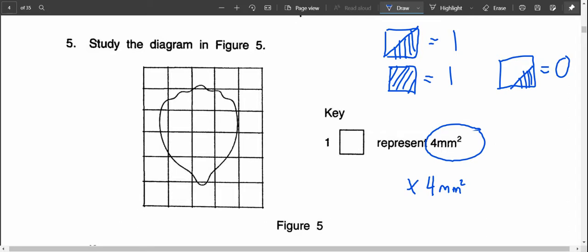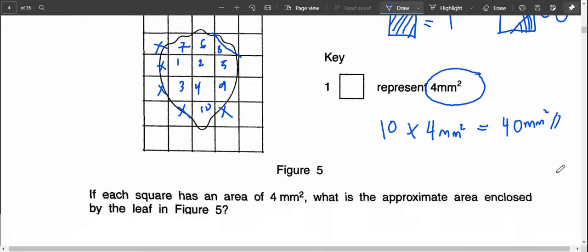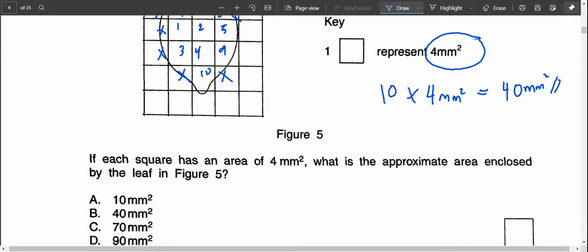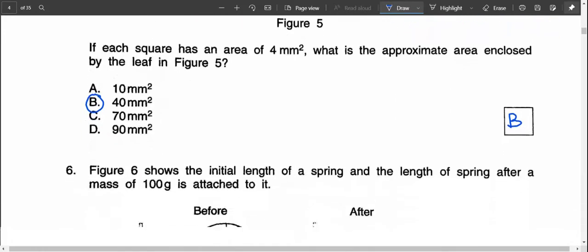So let's have a look. This one is 1, 2, 3, 4. This one is 5, 6, 7. This one you can say it's more than half, 8, 9, 10. This one is less, less, less, less, less. Therefore, altogether you have 10. And 10 times 4 millimeter squared, you should get 40 millimeter squared. Let's have a look at the choices. If each square has an area of 4 millimeter squared, what is the approximate area enclosed by the leaf in figure 5? We have done our calculation, therefore the answer is B. There will be no elimination for this one because the question is direct to the point. Don't forget to write down your answer in the box. And let's continue with the next one.